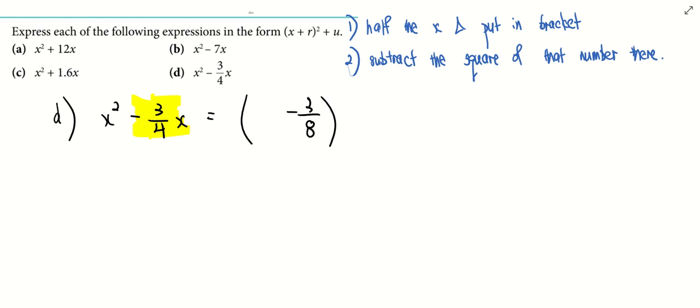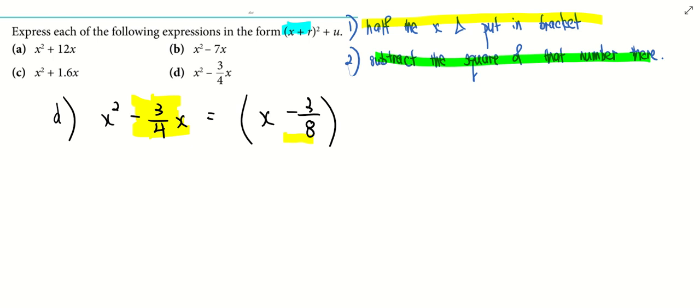Take note, inside the bracket, you will no longer write x squared. You will only write x inside. So I'll continue with x. So I finished off step number 1. Half the x and put in bracket. Step number 2, subtract the square of that number there. What is the number I've just written? 3/8. In fact, it's negative 3/8.